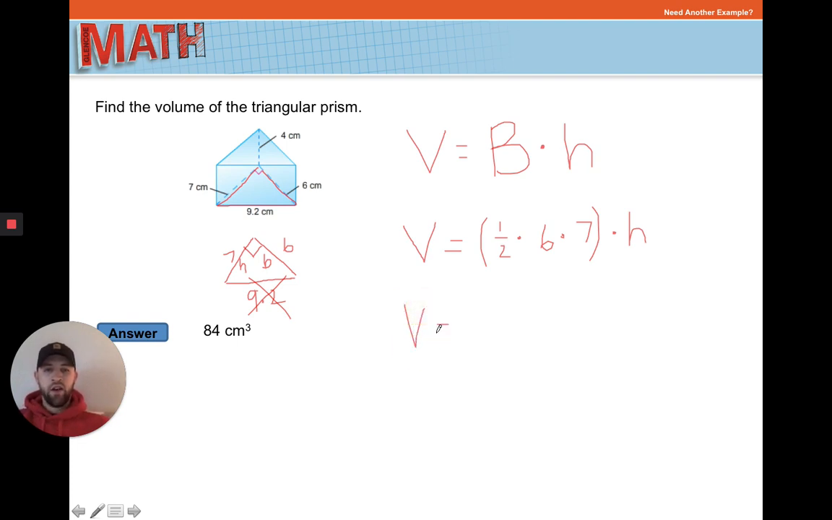All right, so I have volume is equal to, let's go ahead and solve this real quick. 1/2 of 6. What is 1/2 times 6? Hopefully you're thinking that's 3. And then we're taking 3 and we're multiplying it by 7. You should get 21.